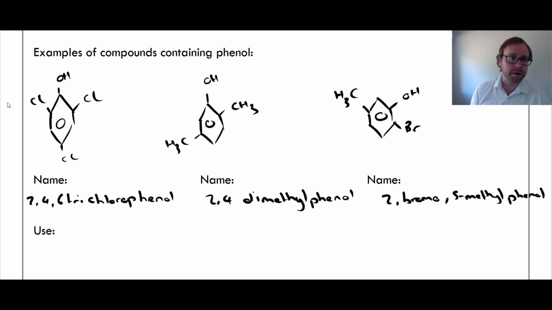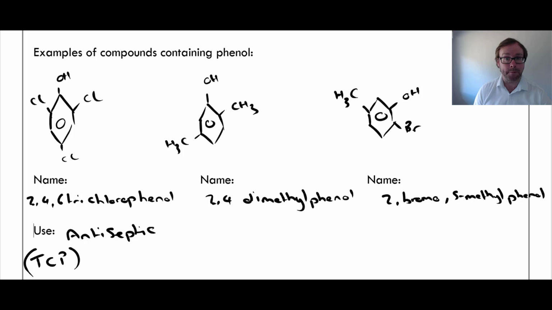Okay, I'm sure you've all worked this out. We know that the OH on the phenol is always number 1, so we don't have to put it as 1. So this would be called 2,4,6-trichlorophenol, because there's 3 of them. And this is actually used as an antiseptic. You've probably seen it abbreviated to TCP, so it has a distinctive smell.